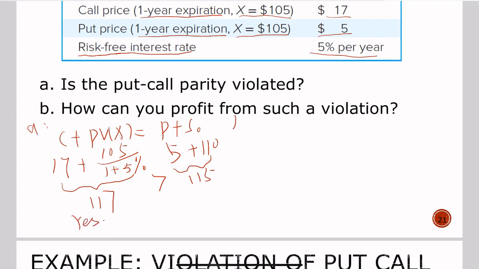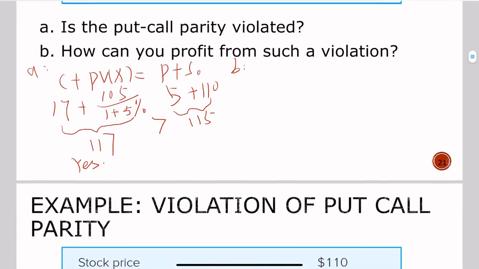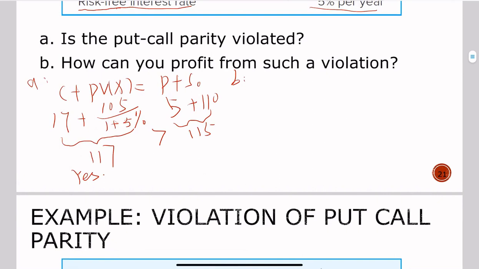Now, let's look at B here. How can you profit from such a violation? Well, generally in finance, if a certain law is violated, you can generally make arbitrage profit, at least theoretically. So in this case, how could you earn this theoretical arbitrage profit? If you have some experience, you would know how to do such an arbitrage.